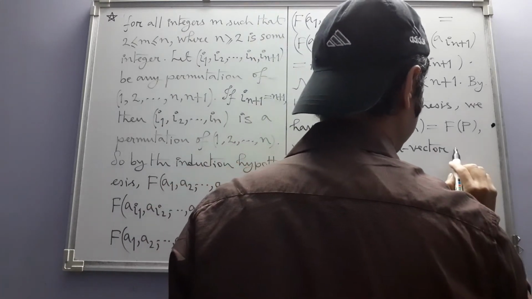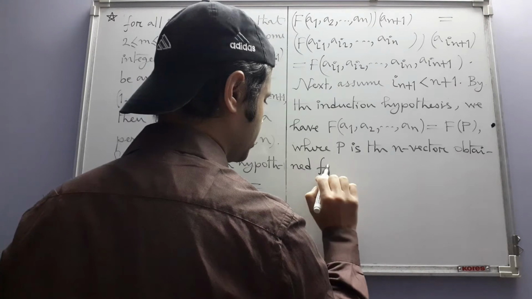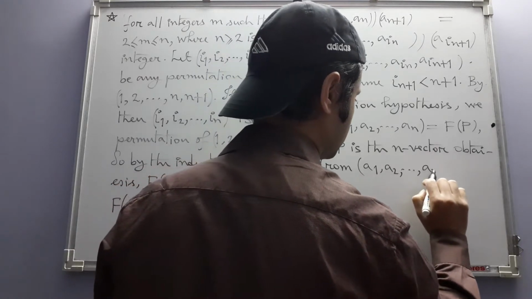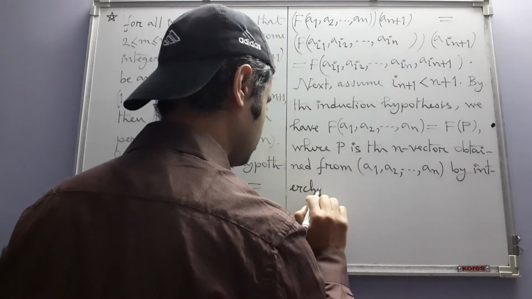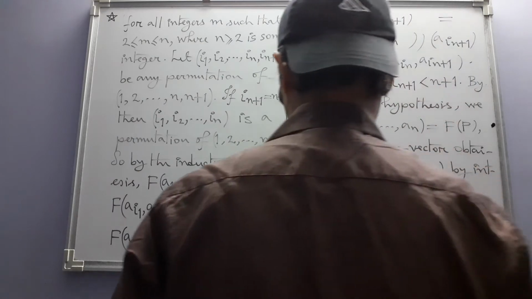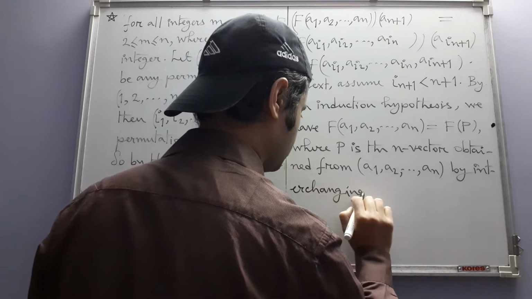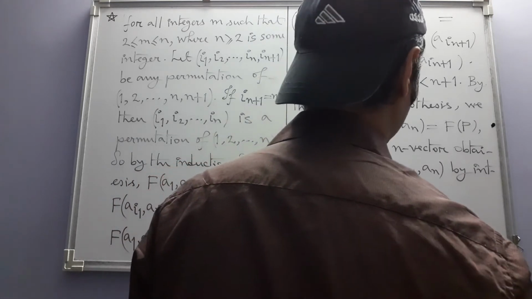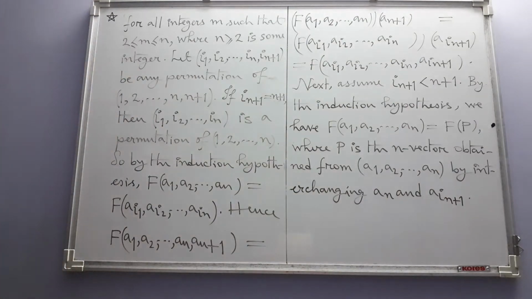P is the n vector obtained from this thing by interchanging a_n and a_{i_{n+1}}. Okay.